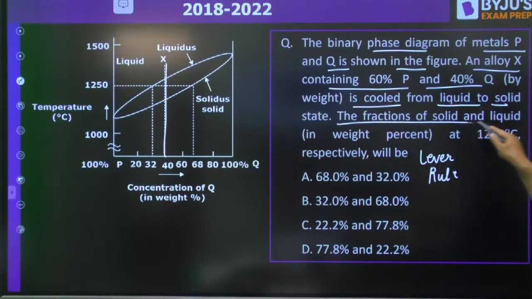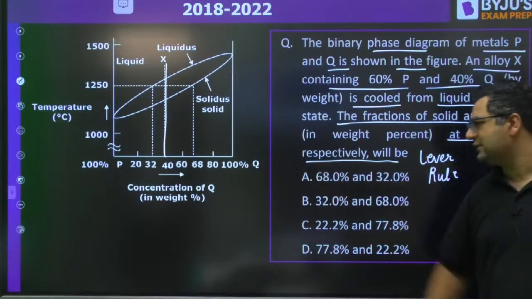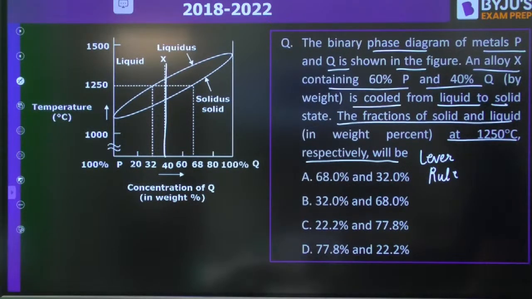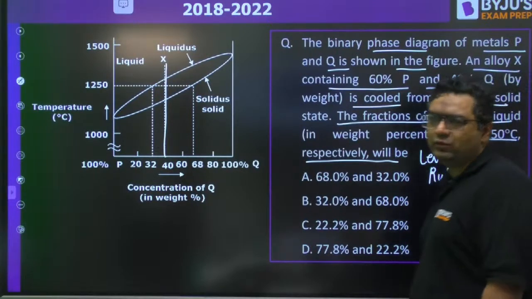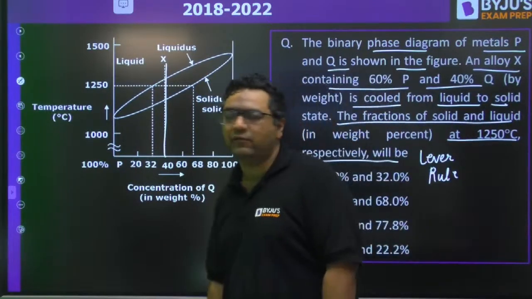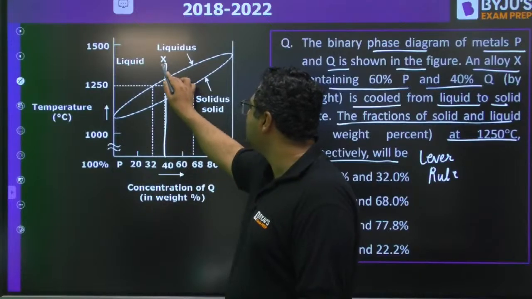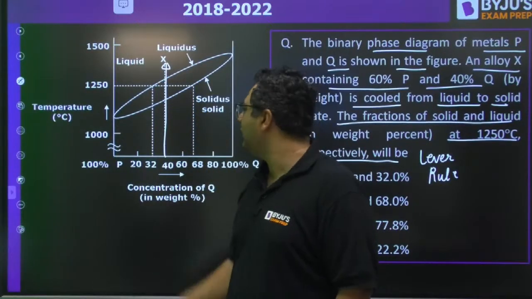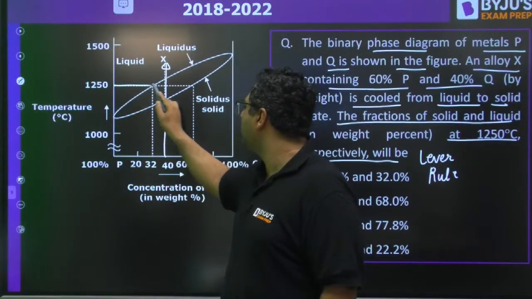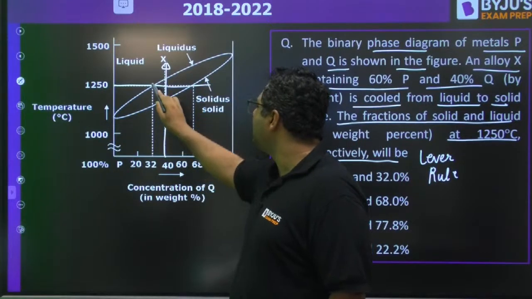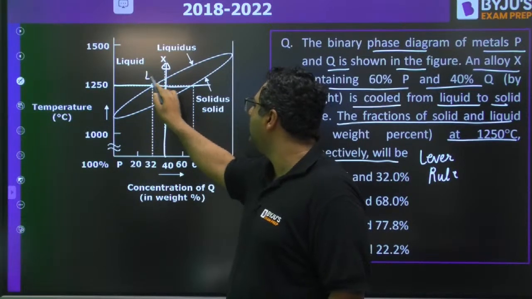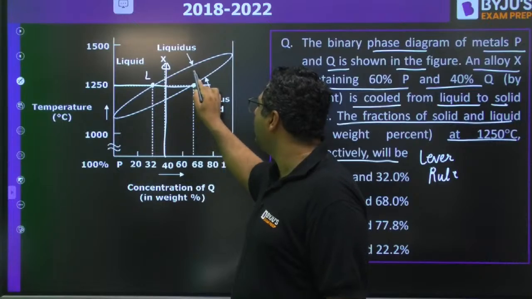The question asks for the fraction of solid and liquid at 1250 degrees Celsius. So you need to tell how much solid and how much liquid. This is the element given, this is the temperature given. So you know that this region is going to be liquid and this is going to be the solid.